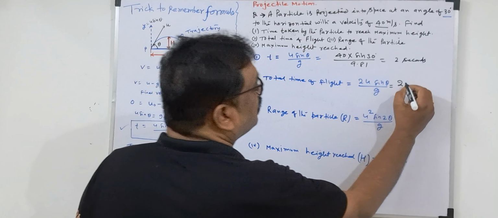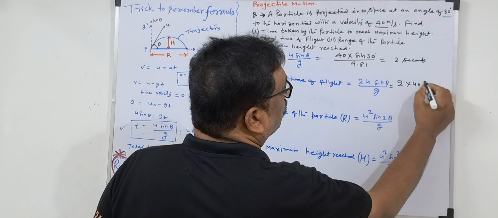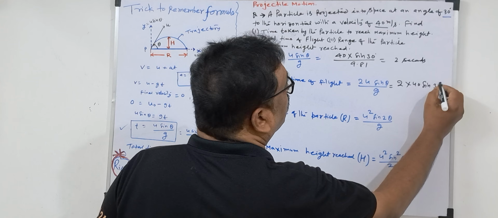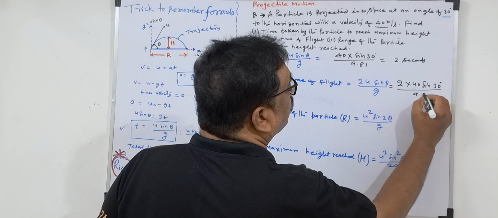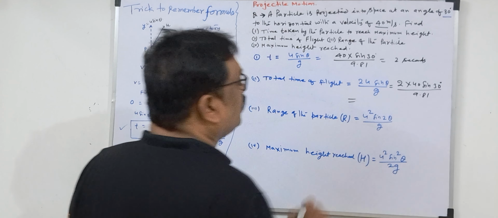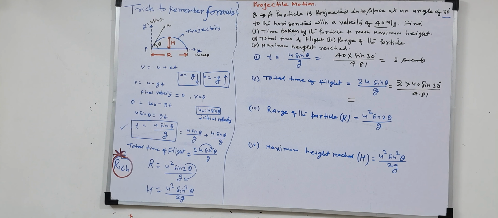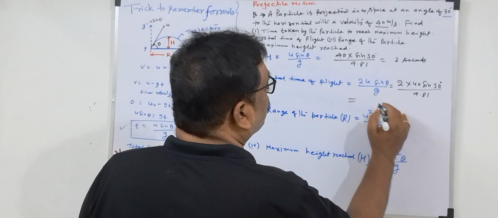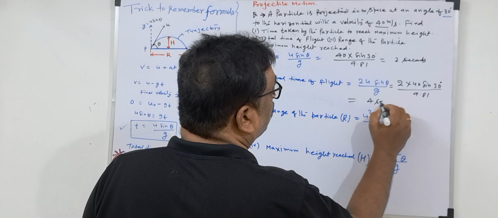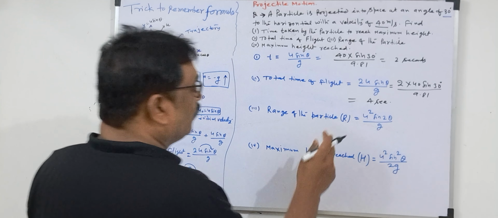2, velocity is 40 sine 30 degrees divided by 9.81. This we already calculated. So the time of flight is 4 seconds. It will come because this came to 2 seconds, so this will come to 4 seconds if we calculate it.